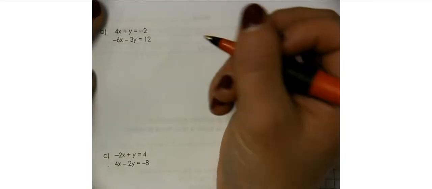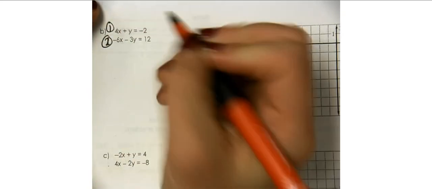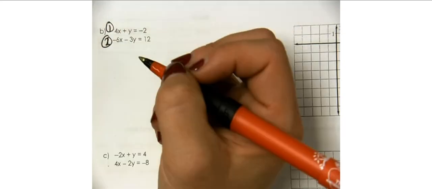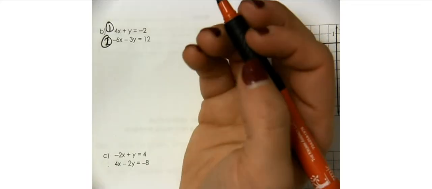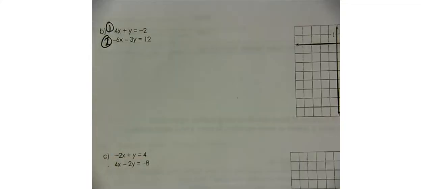So the first thing I'm going to do is label each equation, and I'm going to work with each equation by identifying their intercepts. Or I can work with y equals mx plus b. So I'm going to show you what y equals mx plus b actually looks like for this one. So looking at number 1, I have 4x plus y is equal to negative 2. I'm going to subtract 4x on both sides, and I end up with y is equal to negative 4x minus 2.